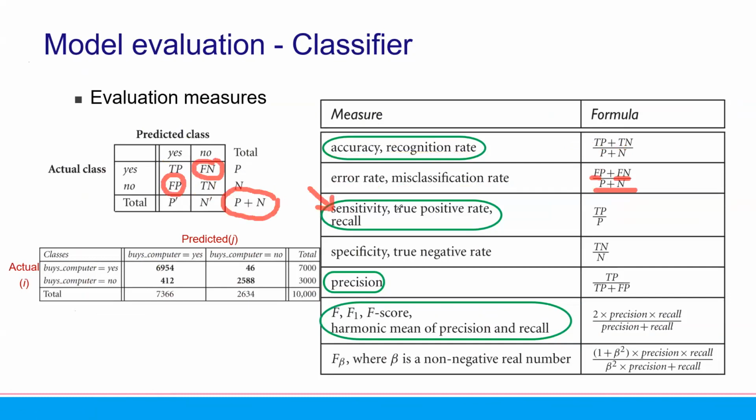What is sensitivity or true positive rate, or sometimes we call it recall? It is the true positive divided by P. What is true negative rate? True negative rate means TN divided by the total of N. Precision. I want to know how big is the precision of the model. Then we can calculate TP divided by TP plus FP, or we can just say TP divided by P prime. P prime is this one, the total of the predicted.